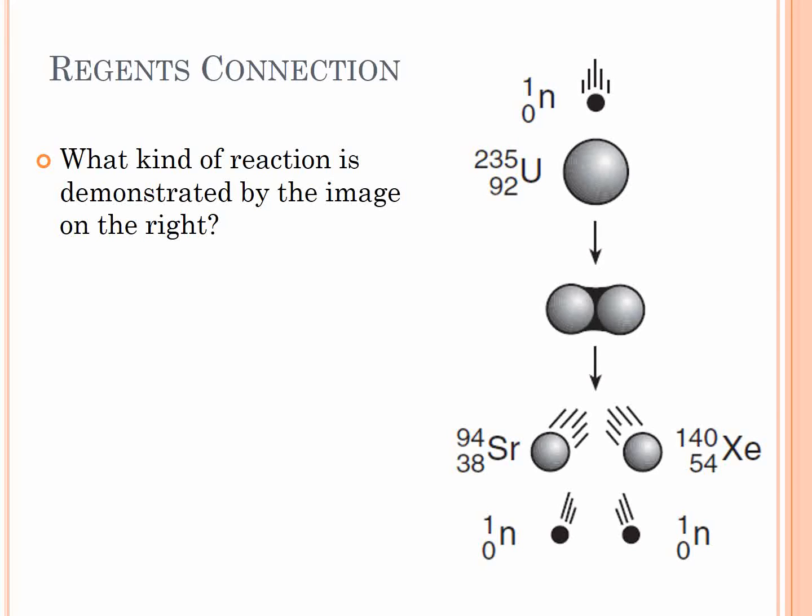Another example, what kind of reaction is demonstrated by the image at the right? Well, if we look from top to bottom, we can see that a neutron is coming in and hitting a uranium atom. Again, it's a very large atom. And then you see from that the uranium starts to split and finally separates into a strontium and a xenon atom and a couple of neutrons left over. But the key here is we see a large atom splitting into 2 smaller atoms, meaning that this must be nuclear fission.